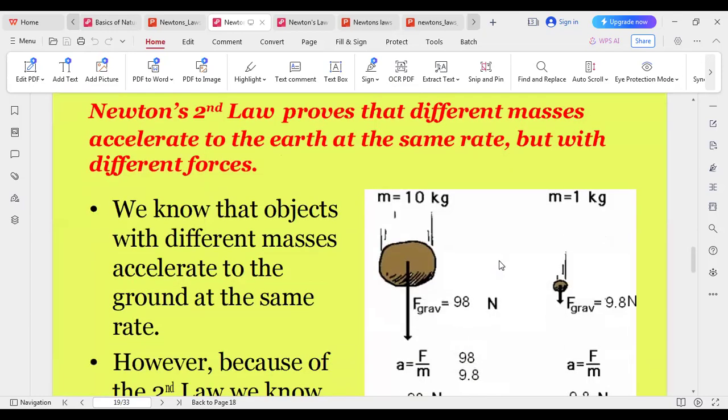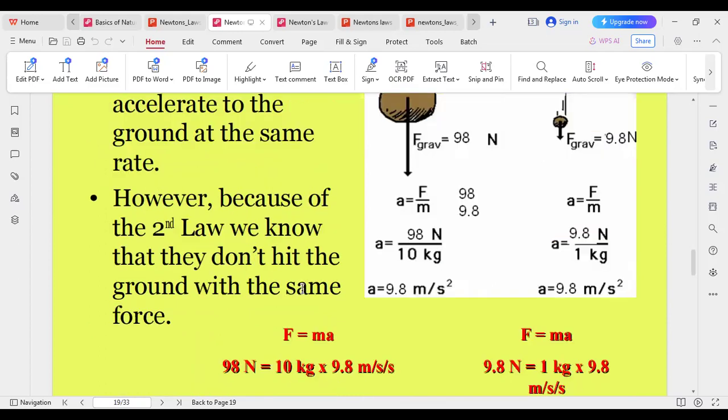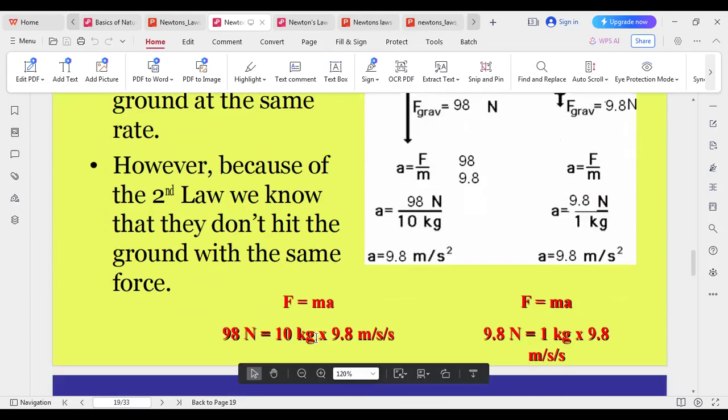Now the second law proves that different masses accelerate toward the earth at the same rate but with different forces. We know that objects with different masses accelerate to the ground at the same rate. So take a 10 kilogram mass falling. The acceleration due to gravity will be 9.8. This is why the force is 98 Newtons. You can calculate this by the equation F equals ma, where a is the acceleration for falling bodies.